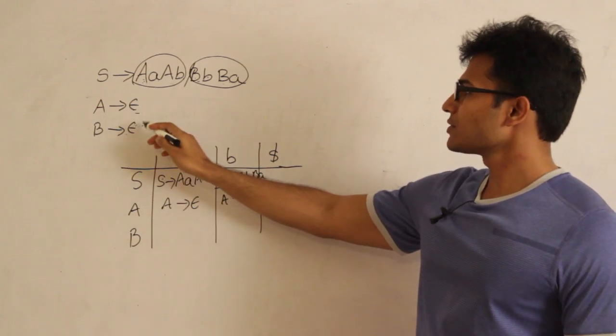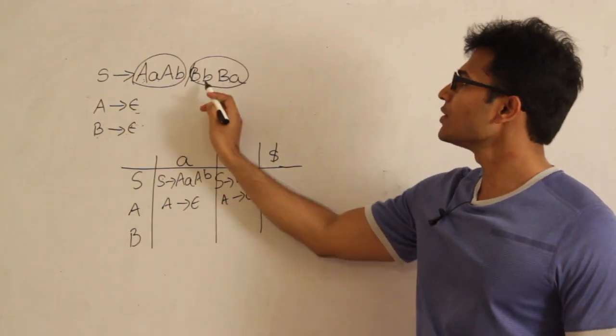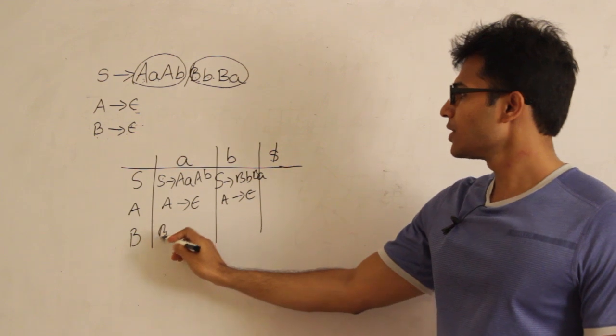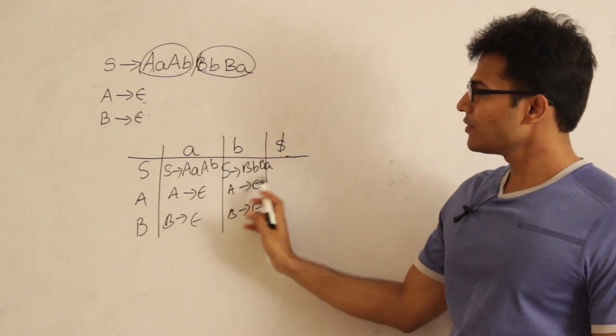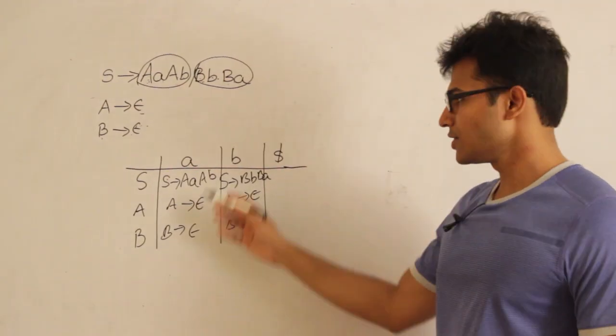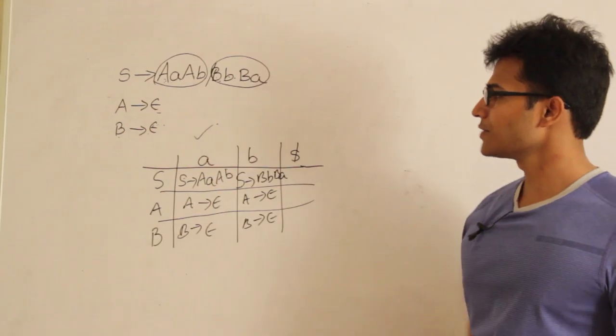And where should I place the next one? Third production has B on the left hand side, and it goes in the follow of B. What is follow of B? Small a and small b. B derives epsilon and B derives epsilon. Therefore, in every cell we got only one production. Therefore, this grammar is LL1 and the table could be constructed.